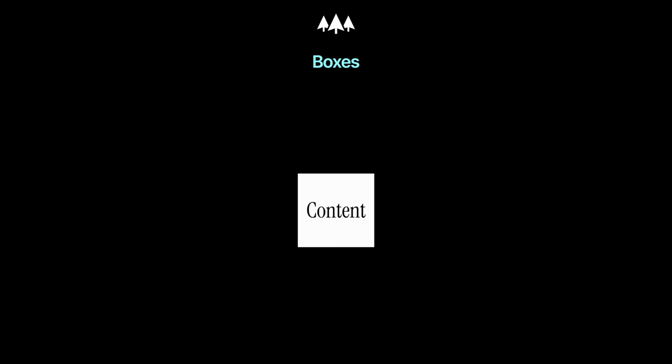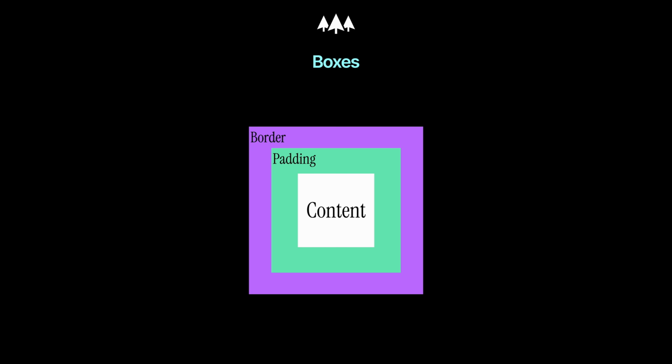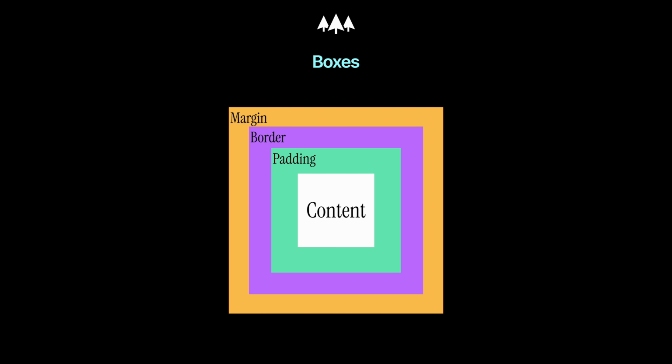The content is the content of the box, such as text or images. The padding clears an area around the content. The border goes around the padding and content, and the margin clears an area outside the border. This is known as the CSS box model.